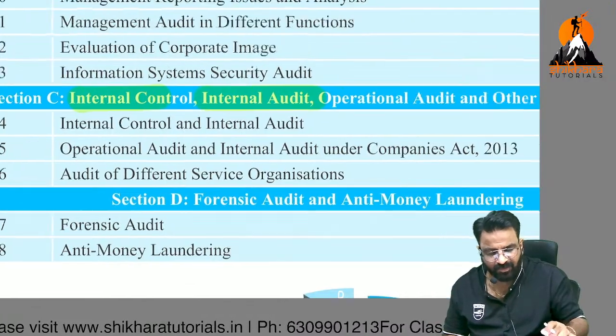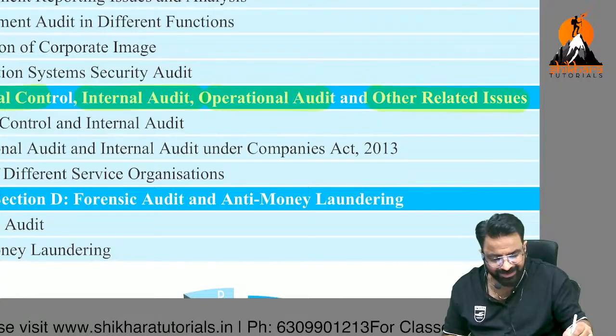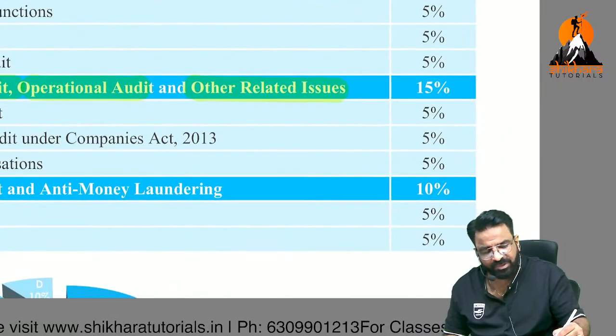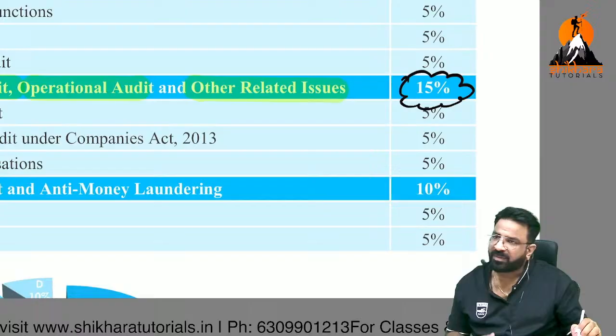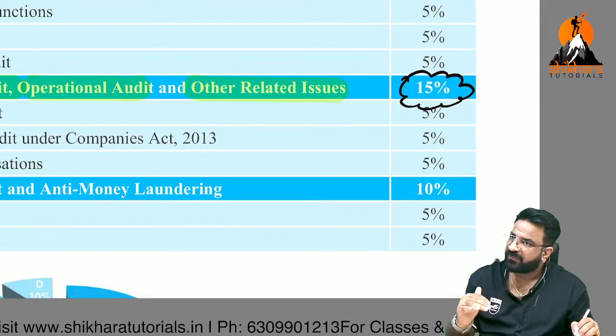We have internal audit, operational audit, and other related issues, which are going to come in your examination for how many marks? 15 marks. So 75 plus 50, 15, 90.